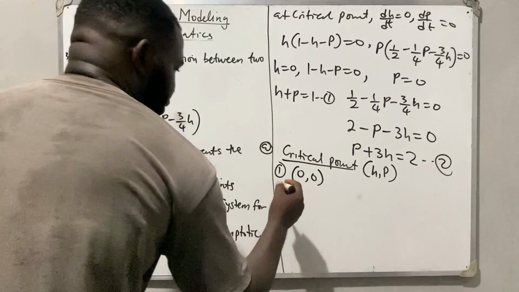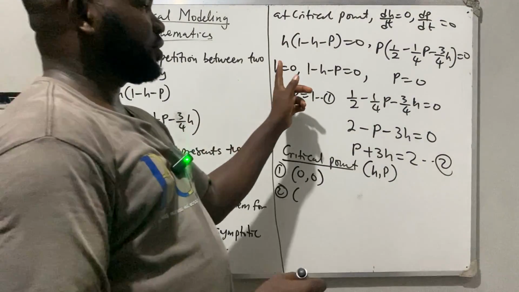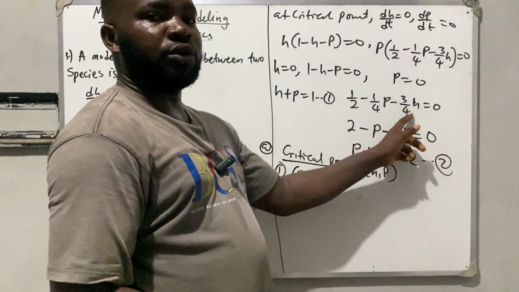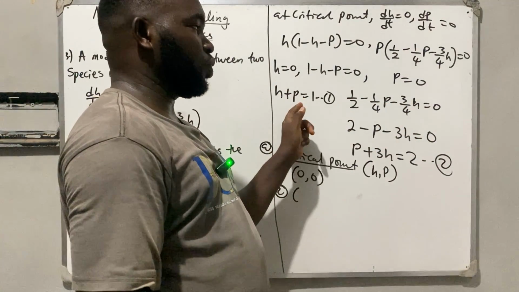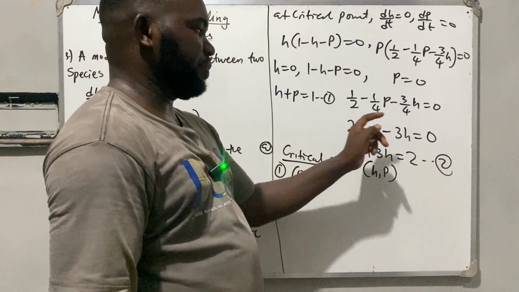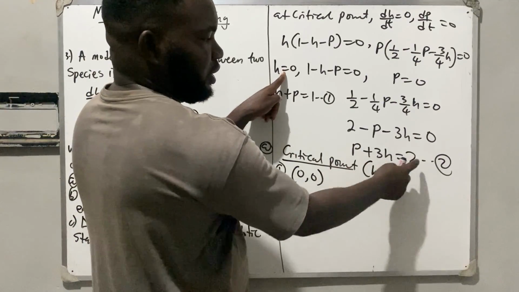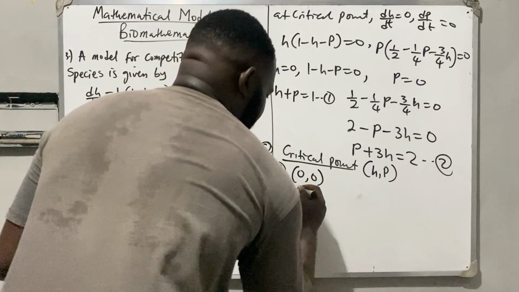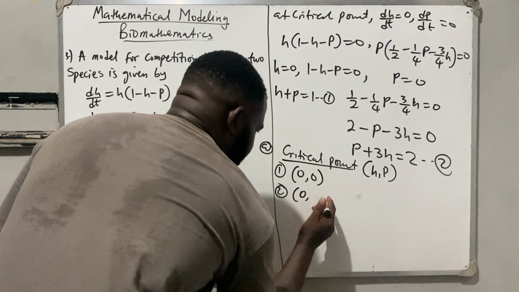When h is 0 here, you substitute it here, please, not in the same equation. So when h is 0, if you put 0 here, we're getting that p is 2. So when h is 0, p will now be 2.